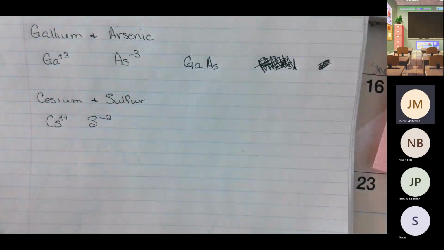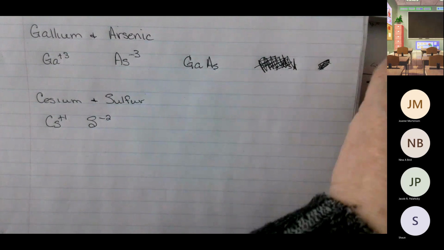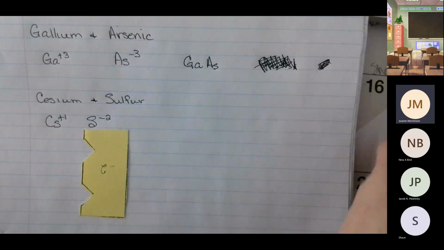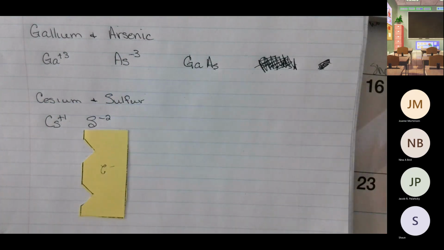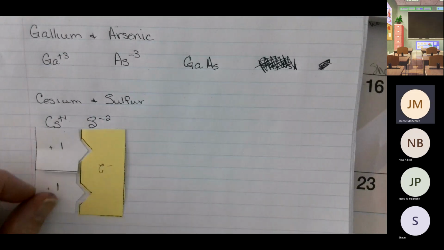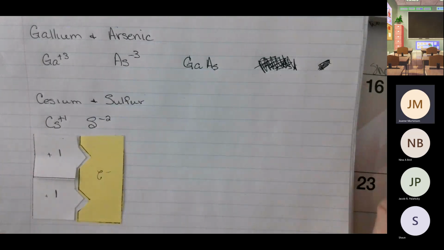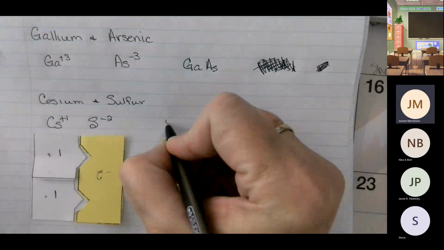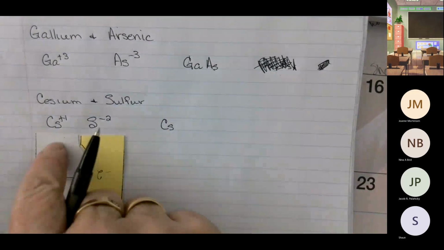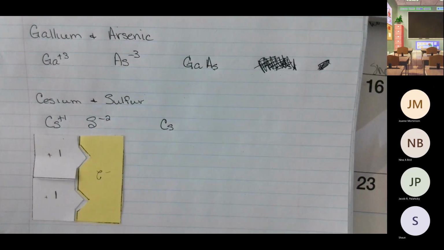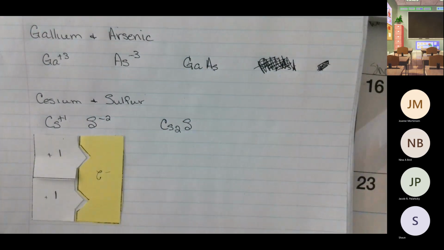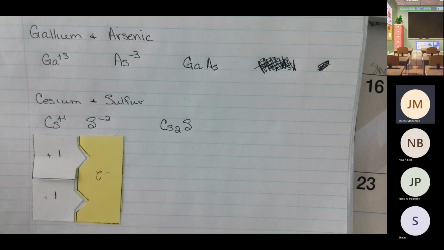-2. Okay, so we're going to build this. There's my -2. How many positive ones do I need, Dusty? Okay, I like your style. Okay, can you finish this? How am I going to write it? CS. How many did I need? 2. How many sulfurs? Okay, not right in that part, but that's perfect.